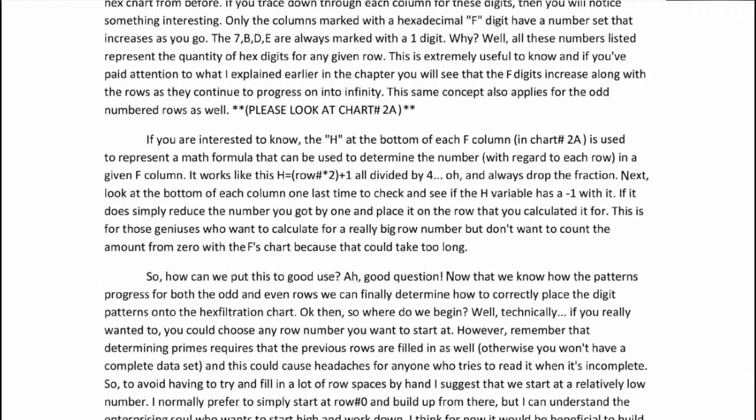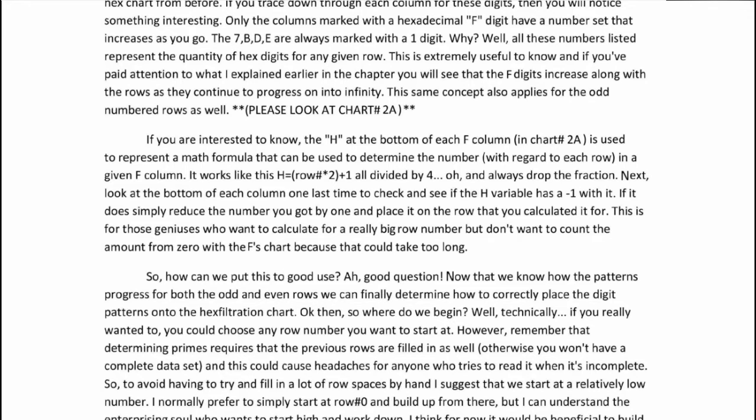If you are interested to know, the H at the bottom of each F column in chart number 2A is used to represent a math formula that can be used to determine the number with regard to each row in a given F column. It works like this. H equals row number times 2 plus 1, all divided by 4. And always drop the fraction.